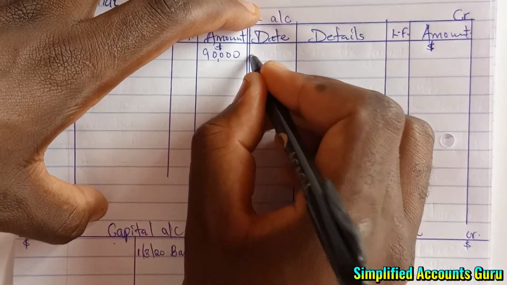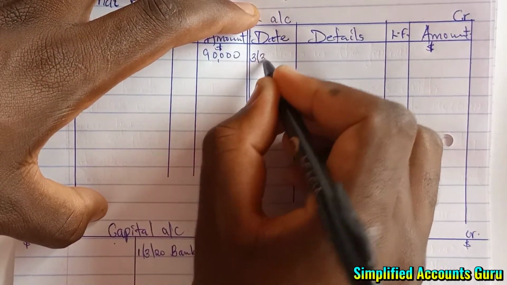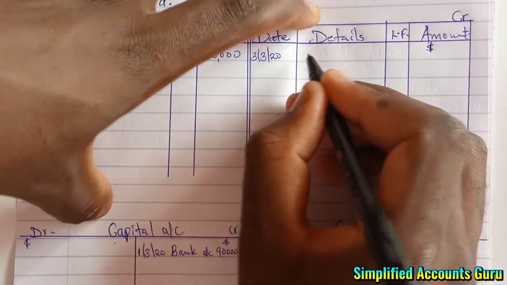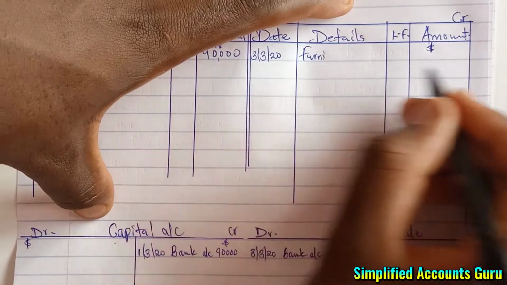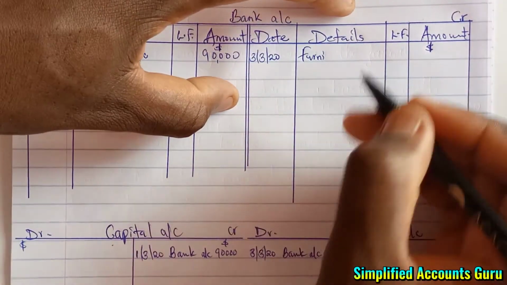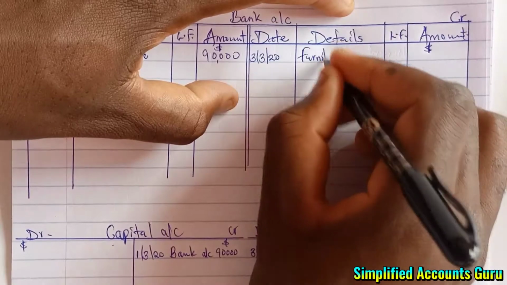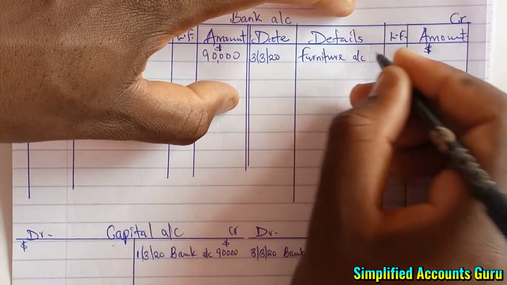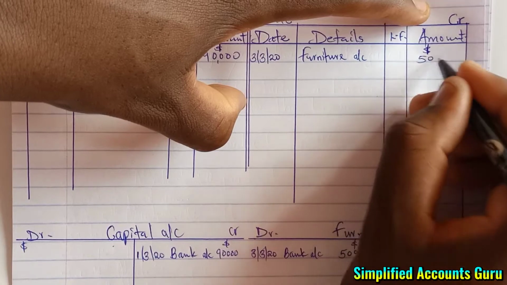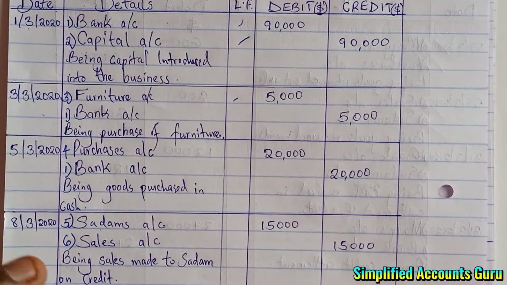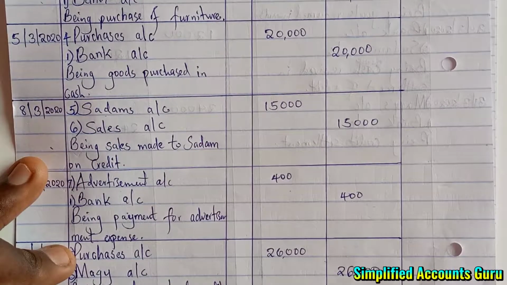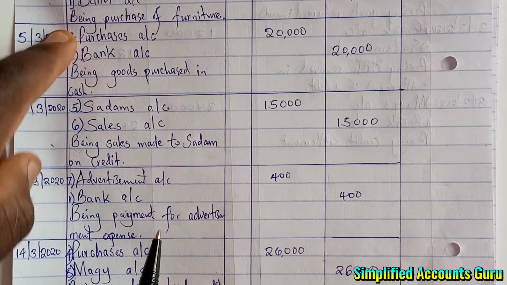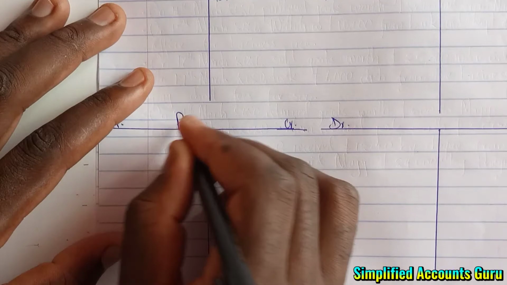On 3rd March, under bank, 3rd March 2020, and then you say here furniture, meaning $5,000 came out of bank to purchase furniture. So furniture account, and then here you say 5,000. The next thing that you need to have there is purchases account and bank account. We already have the bank account, we don't have purchases account. So you need to develop the purchases account.